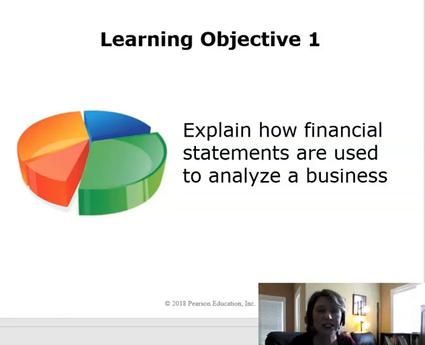All right, so number one, let's talk about how financial statements can be used to analyze a business. Besides just looking at what is net income, what is the balance sheet telling me, we can actually perform some computations on these and gain even more insight into the business. And that's what we'll be doing in this chapter.